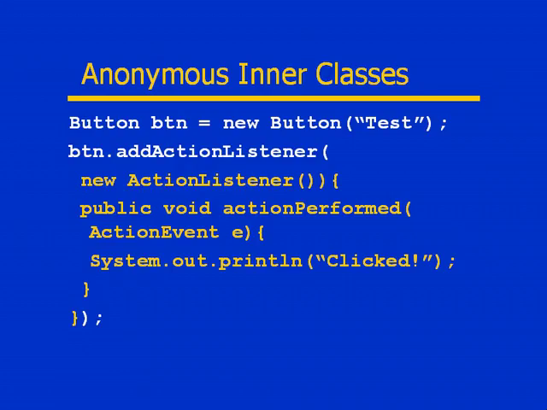Anonymous inner classes are commonly used with graphical application development in Java. Whenever an event is generated from a component, such as a button or a list component, an event is fired and must be sent off to a method to be handled.